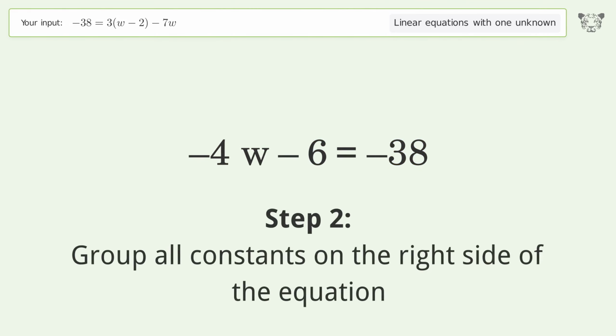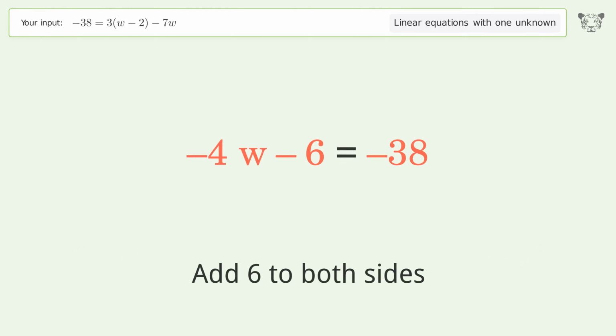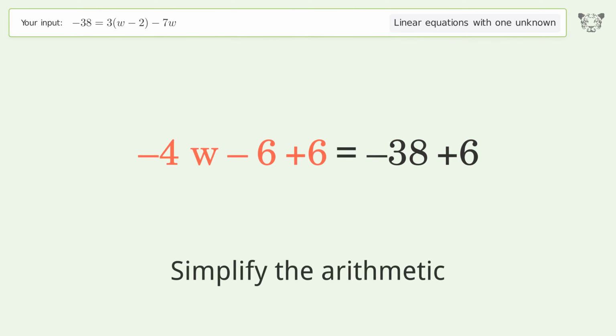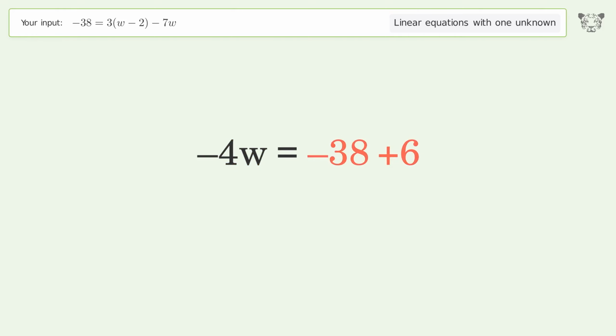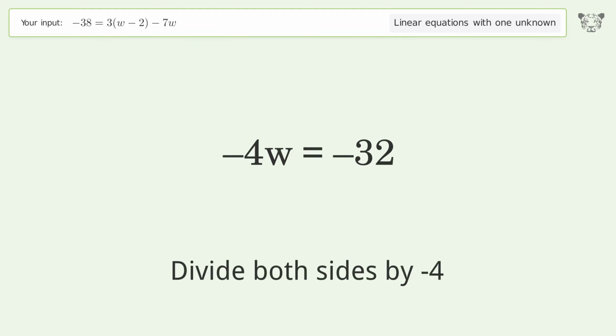Group all constants on the right side of the equation. Add 6 to both sides. Simplify the arithmetic. Isolate the w. Divide both sides by -4.